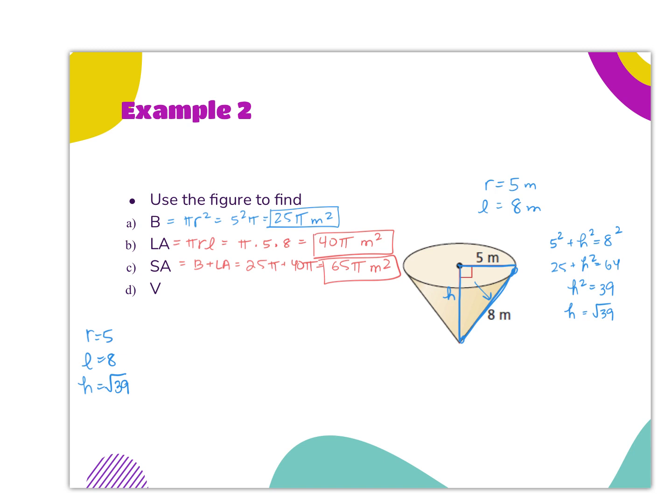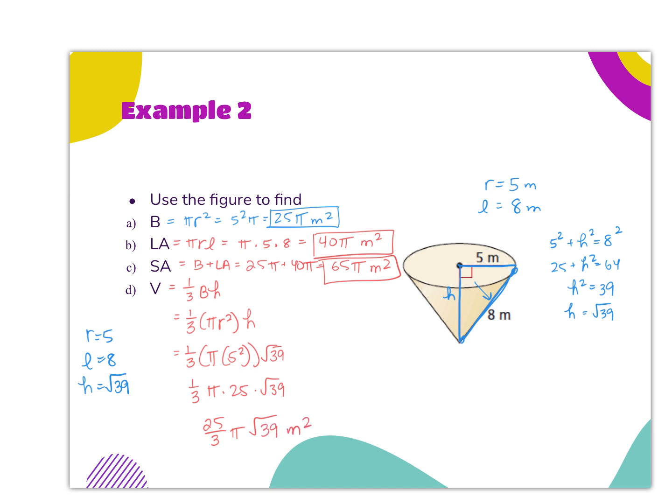The last question is the volume of the cone. Remember that's 1/3 area of the base times the height, or 1/3 pi r squared times the height. Here pi r squared is pi times 5 squared, and my height we figured out is the square root of 39. So I've got 1/3 times pi times 25 times the square root of 39, which is 25 over 3 pi times the square root of 39 meters squared.